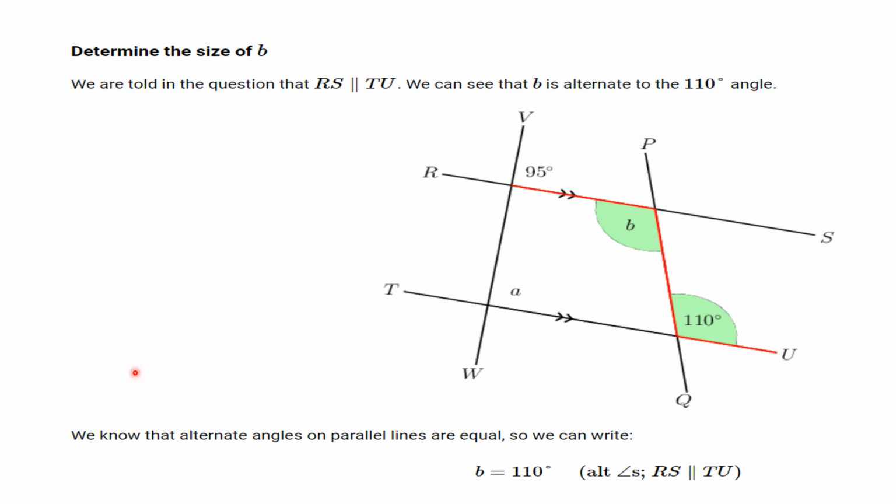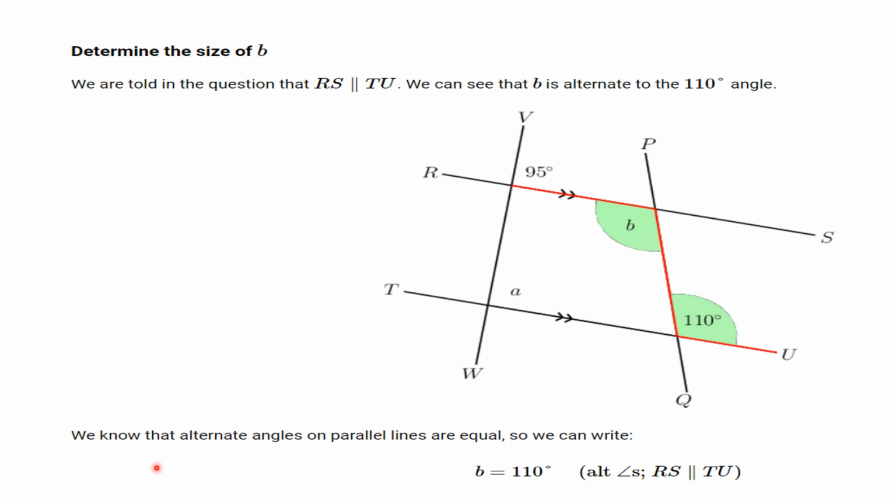So now we go to the second question, where we have to determine the size of B. We are also told in this question that RS is parallel to TU, and we can see again that B alternates with the 110-degree angle. As you can see, a Z shape. Can you see a Z shape? And can you see the highlighted angles B and 110? They form a Z shape.